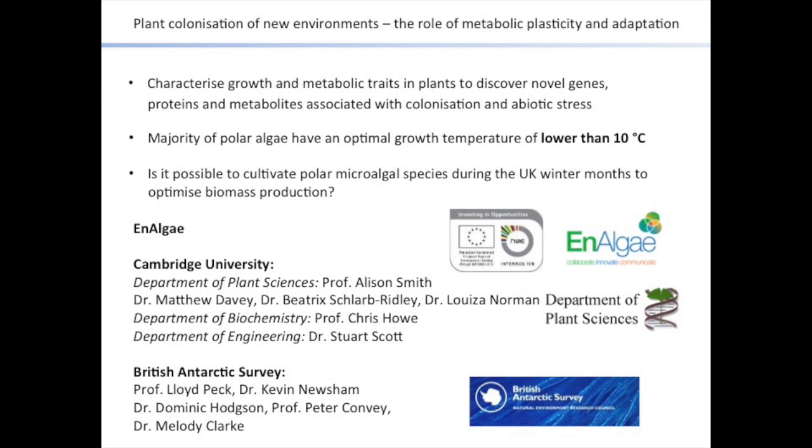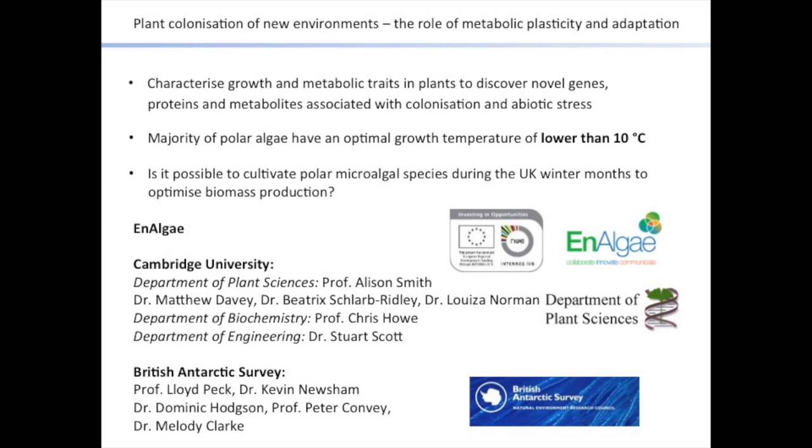So with polar algae down there, their optimal growth temperatures are usually lower than 10 degrees C. Now this is quite important for things like biomass in algal species that are growing in the UK and in northwest Europe, in that during the winter months it's too cold to actually get decent amounts of biomass production in the UK for algal biomass. So if we can use maybe some of these polar species, we can actually increase productivity of algal biomass and high-value products in the UK.